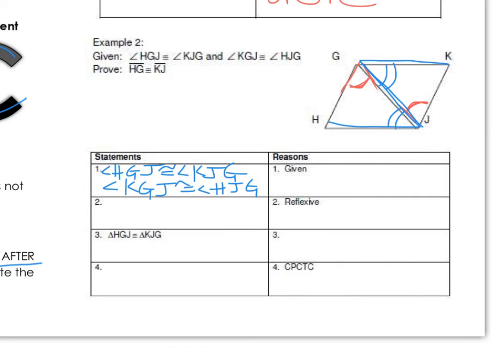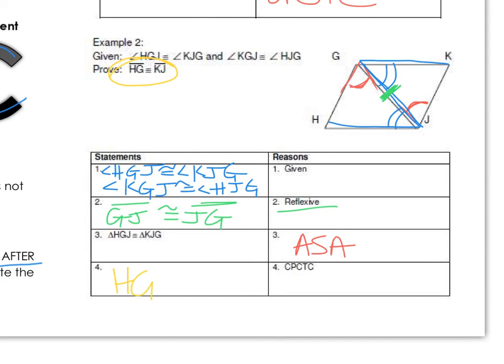Now the next thing that's going to be helpful is that we have a shared side. So what side is that? That's going to be that GJ is congruent to itself. Now technically that means our vertices are changing because of basically the corresponding parts. And that's by the reflexive property. And now if I look at my two triangles, I can say that they are congruent by angle, side, angle. So now any of the other parts of the triangle that I haven't used so far are going to be congruent. But I want to look at my proof. My proof statement I'm trying to do is that HG is congruent to KJ.